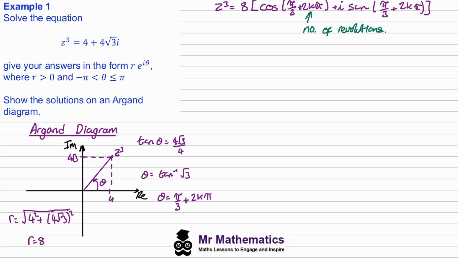Now to find z, we can take the cube root of both sides. Using De Moivre's theorem, this gives us z is the cube root of 8, so 2, multiplied by the cosine. Then we can divide this argument by 3, so we get pi over 9 plus 2k pi over 3. This is through De Moivre's theorem, plus i sine of that same argument.